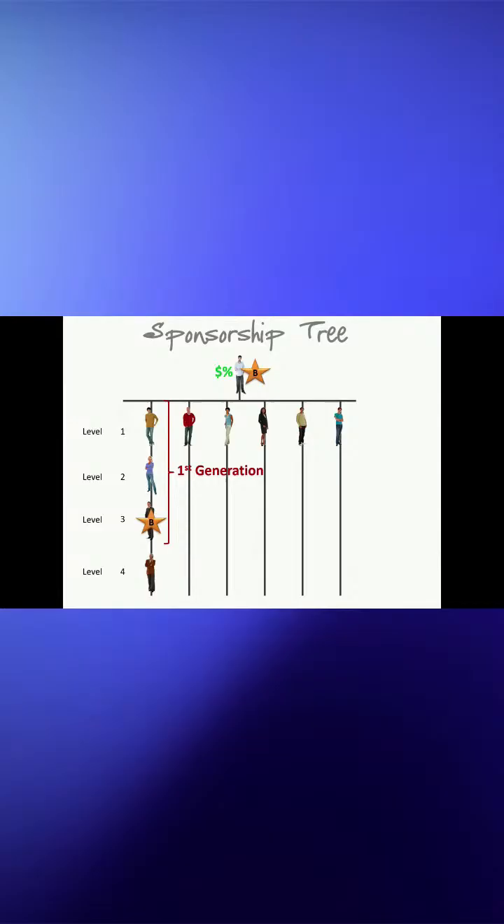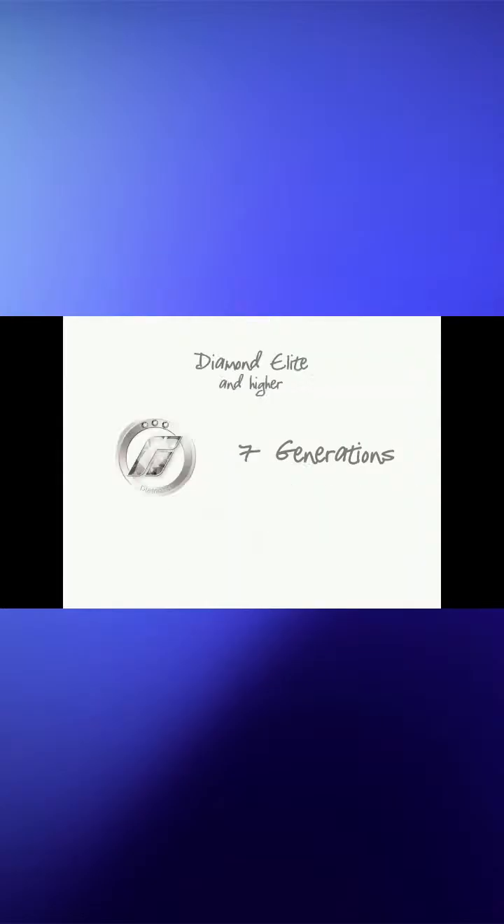Now, you get more generations as you rise in the ranks. So bronze gets one generation, a silver gets 2 generations, gold 3, platinum 4, pearl 5, sapphire 6, and diamond elite or higher 7 generations of matching bonus.